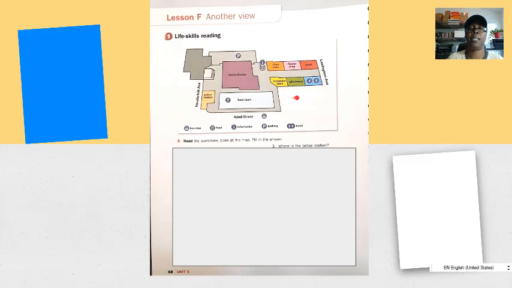And then let's talk about the different streets. We have Vanderbilt Avenue. We have 42nd Street. And we have Lexington Avenue.